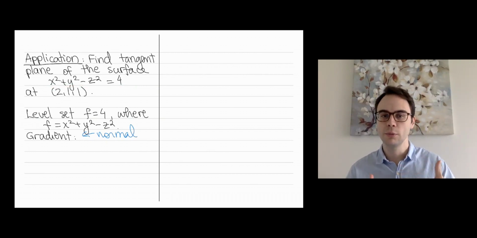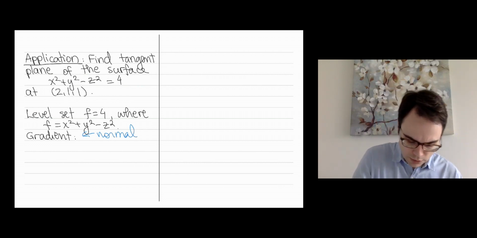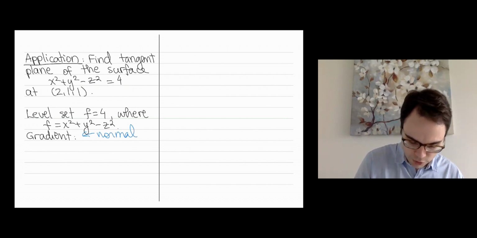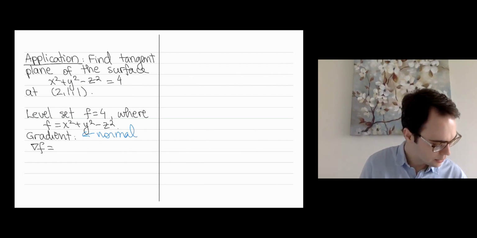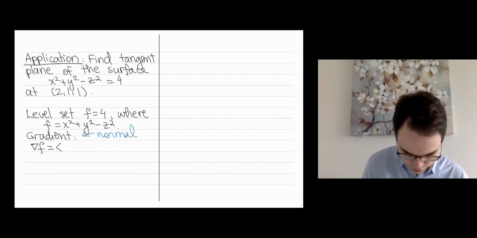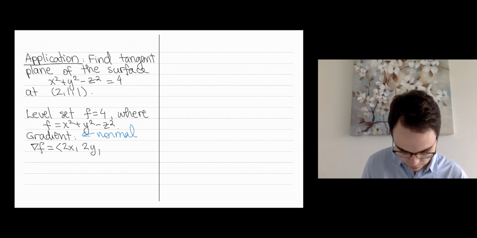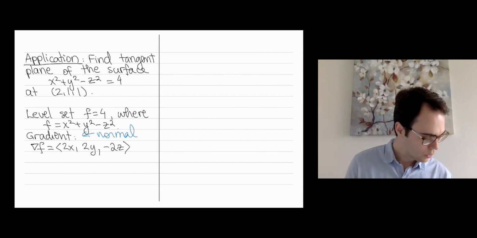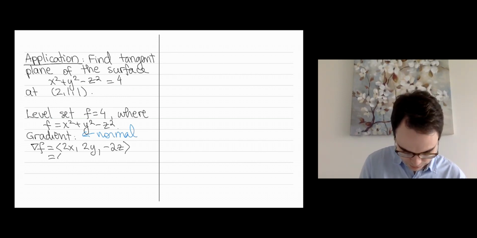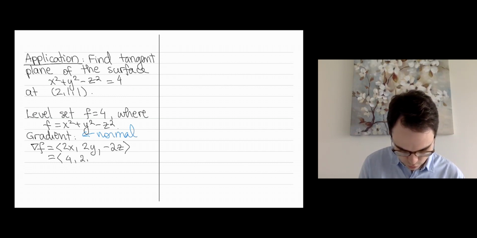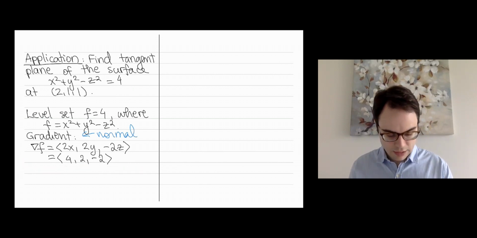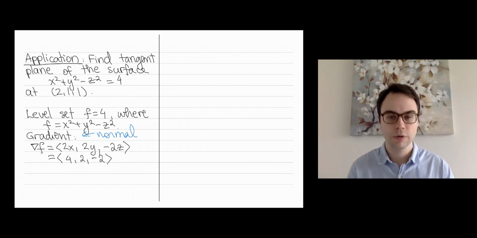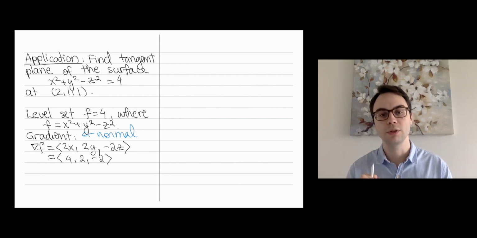It means the gradient is perpendicular to the whole tangent plane. So this gradient is the normal to the tangent plane. Let's compute it. The x partial is 2x, the y partial is 2y, the z partial is minus 2z. So at the point (2, 1, 1), the vector we get is (4, 2, -2). This vector is normal to the surface at that point, which really means it's normal to the tangent plane at that point.